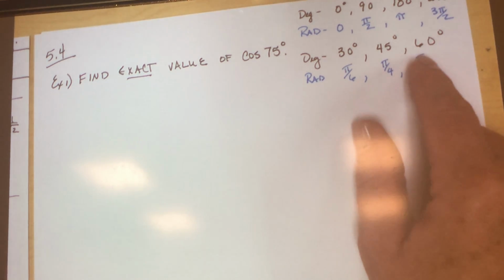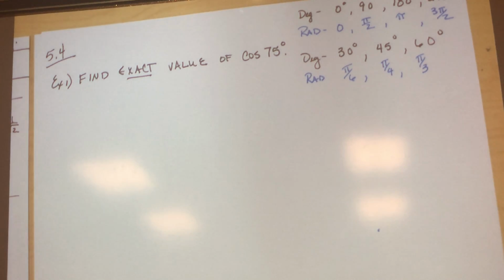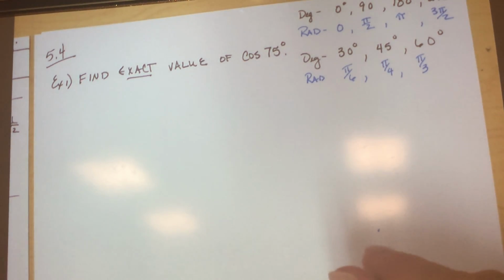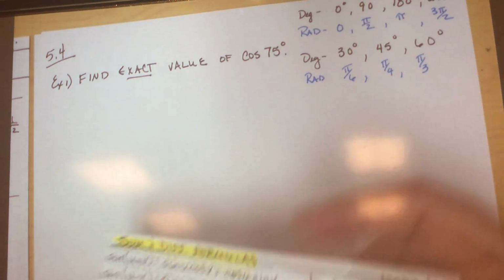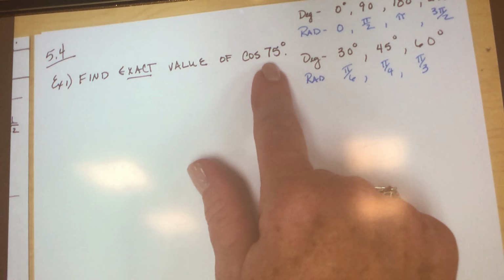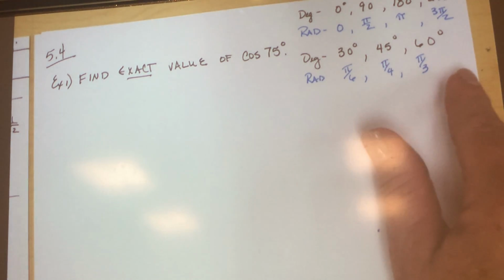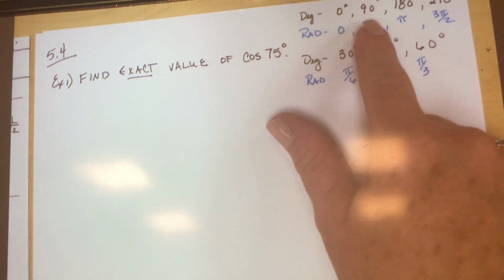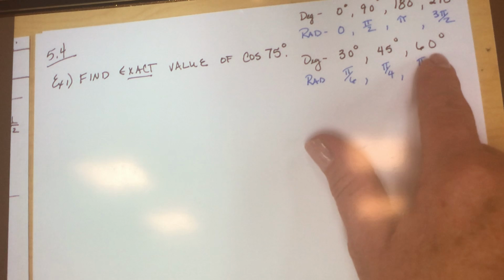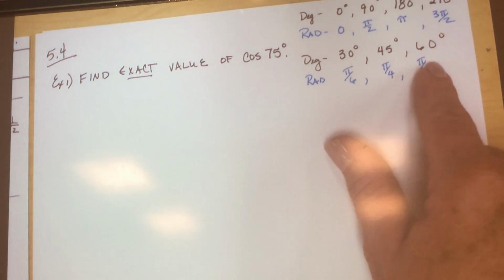Okay? So everybody understand all that? Those are all multiples. Those are the ones that I can use. I can't find the cosine of 75 without a calculator, people, because it's not special. Special angles are 0, 90, and any multiple of 90, 30, 60, and 45, and any multiple of those. If it's not one of those, I can't find it.